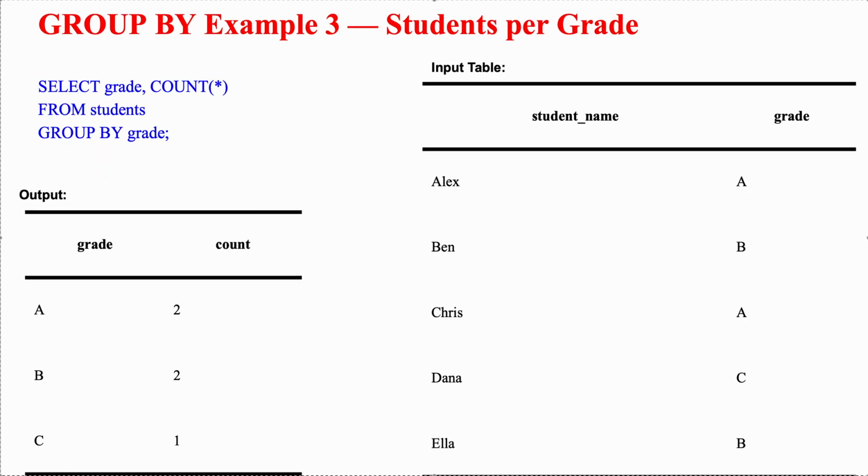Here is one more example, a student table with grades. We want to count how many students got each grade. Again, we GROUP BY grade and use COUNT star, and we get this result.